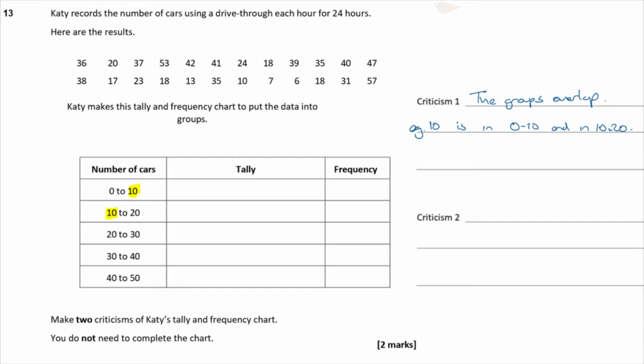Now, what's my second criticism? Is there a place for everything? Just scanning through my numbers, I can see there isn't. If you look here, there's a 53. Where's that going to go? There's no space for it because my tally chart only goes up to 50. So that one hasn't got anywhere to put it. So I'm going to say not all values can be placed in the tally chart, e.g. 53. Okay, that's it.